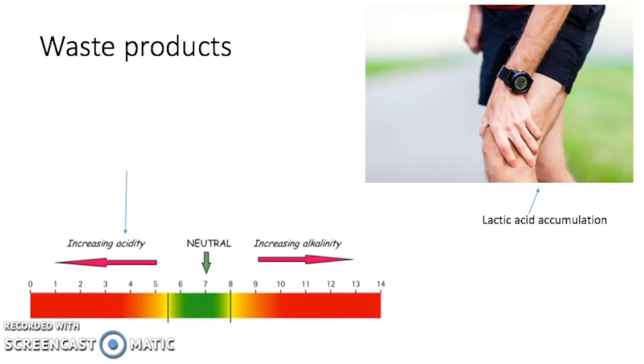When the pH gets very low, muscles are affected. The body doesn't like acidic conditions, and eventually the increased acidity results in exercise having to be stopped.